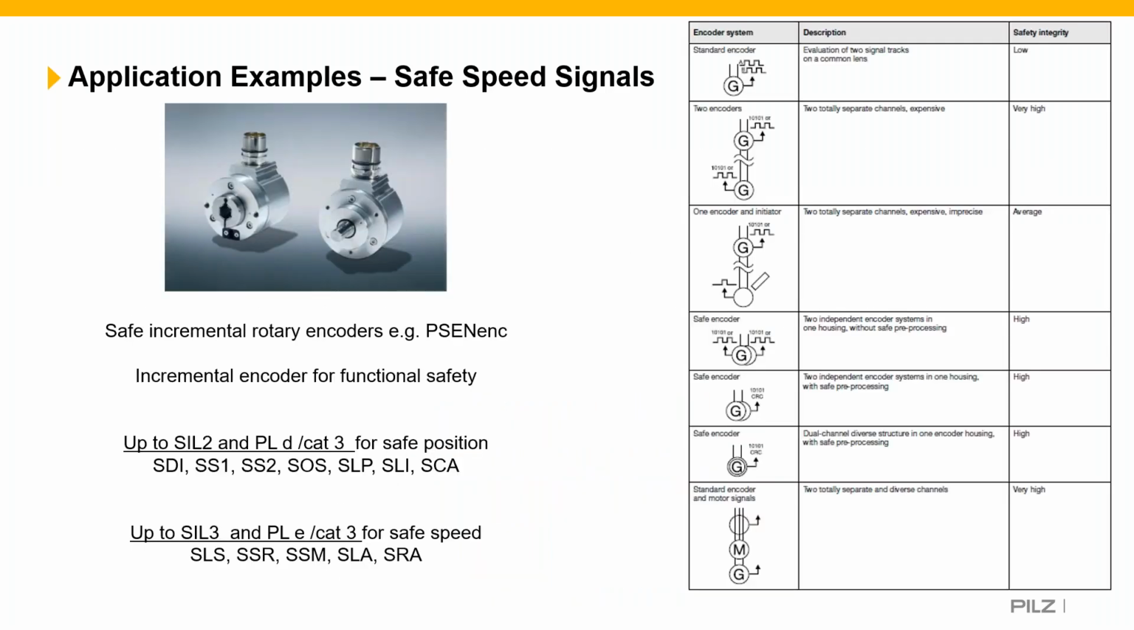Again, another example of the type of encoder, how it's used, the different types of signal and how they apply, and then the safety integrity level that can be achieved accordingly. So it is something that needs to be considered, and we're more than happy to get into discussions about that should you have an application that requires it. So just a few examples there.